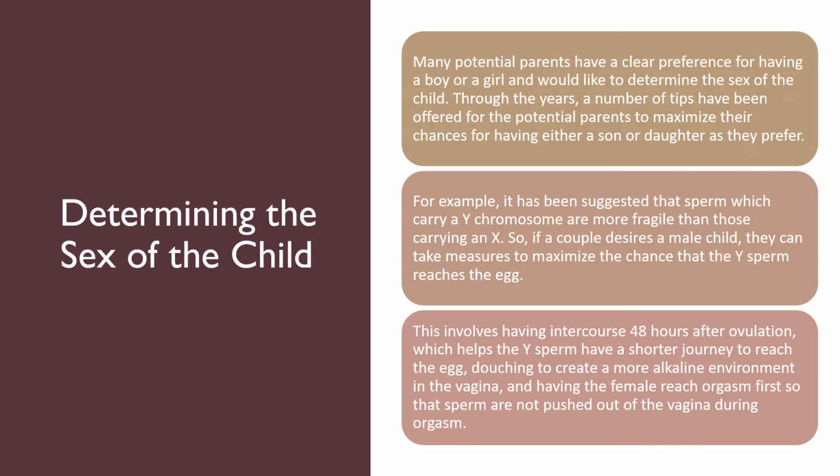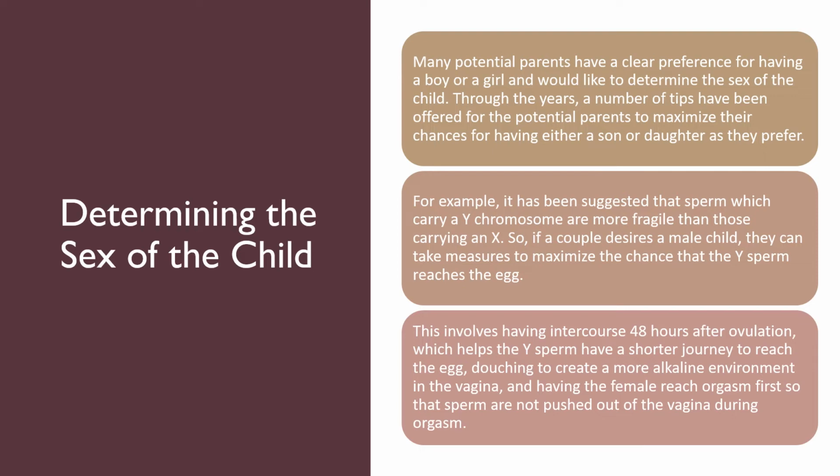An example, it suggested that sperm which carry a Y chromosome are more fragile than those carrying an X. So if a couple desires a male child, they can take measures to maximize the chance that the Y sperm reaches the egg. This involves having intercourse 48 hours after ovulation, which helps the Y sperm have a shorter journey to reach the egg. Paano malalaman na nag-ovulate ka na? Siyempre, magpapa-ultrasound ka dyan para malalaman mo kung talagang nag-release na ng egg or nandun ka na sa ovulation period.